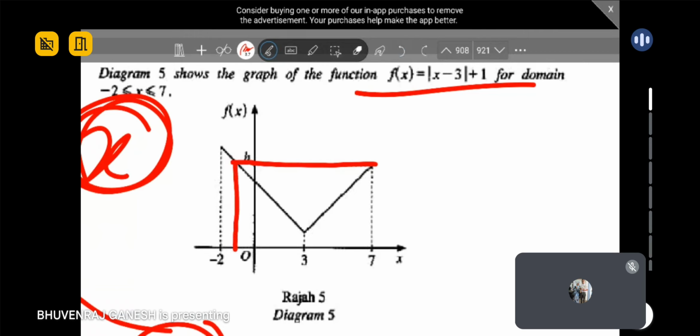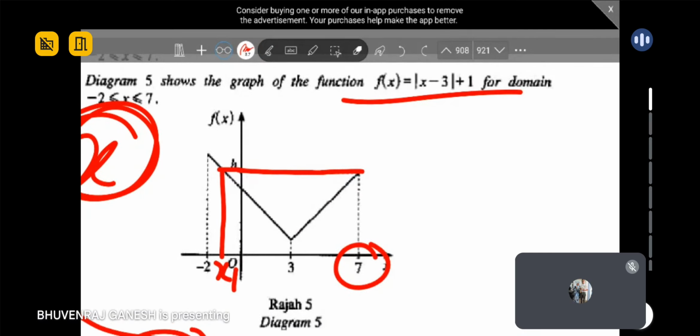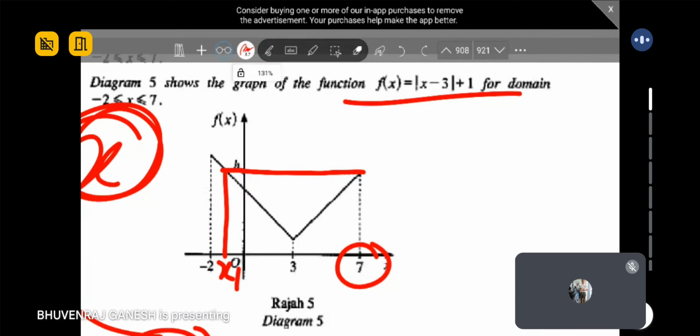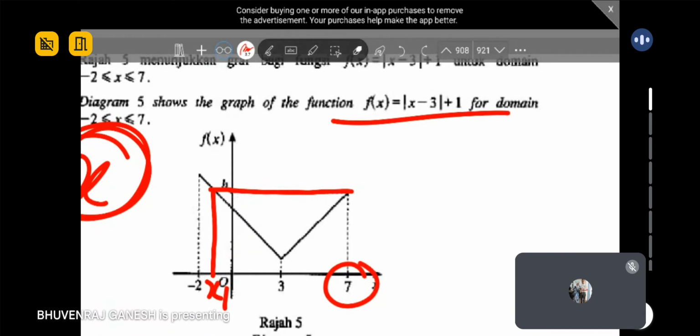So guys, there is another object over here. Let's say I call it X1. Saya panggil dia X1. Okay, one object adalah 7. So how do we find X1, guys? May I know? What is the concept? So first step, you must find the H. Am I right? Kamu kena cari nilai H.